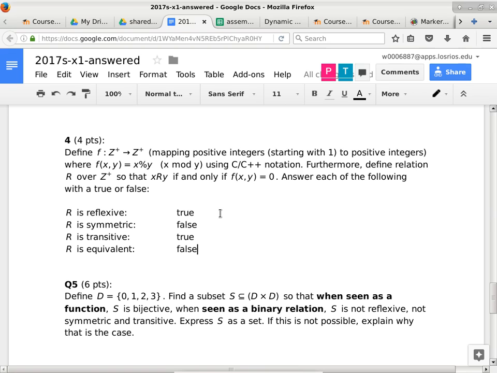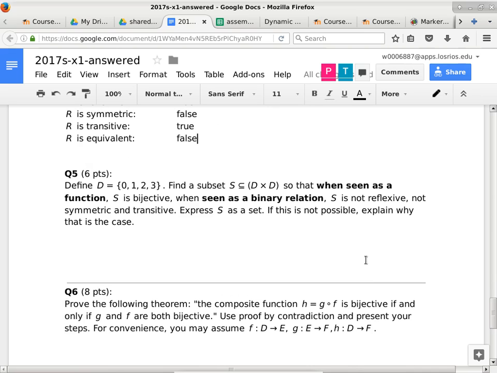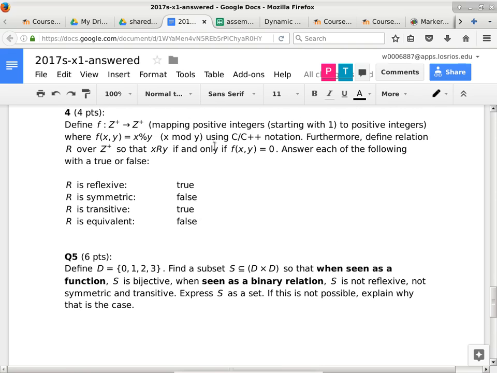Okay. All right, question number 5. Question number 5 also has a whole lot of degrees of freedom. For the last one, we didn't have to define the function, right? You don't have to quote the definitions of those terms. Do we have to define the function above? No, because it's already defined for you. The function is already given to you as x mod y.